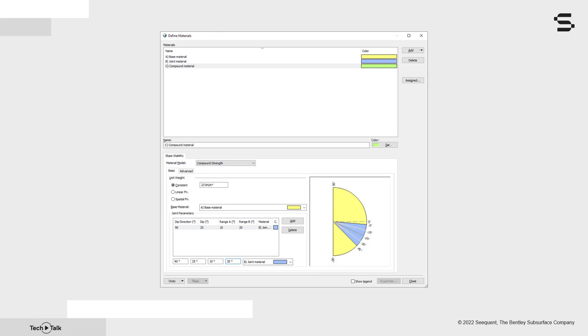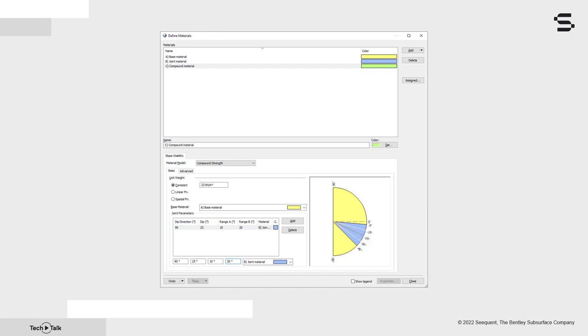Both the yellow base material and the blue joint material exist as distinct materials in SLOPE/W, where each is defined using the constitutive model of choice. As such, the base material could represent an intact rock mass, which might warrant the use of the Hoek-Brown material model. The joint material typically represents a weaker stratum, which could be described via the Mohr-Coulomb material model, for example. Exactly which material models are used for the base and joint materials does not impact the compound strength material model itself, as it will accept any base and joint material, regardless of their specific definitions.